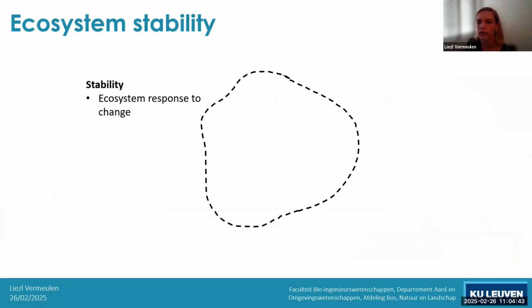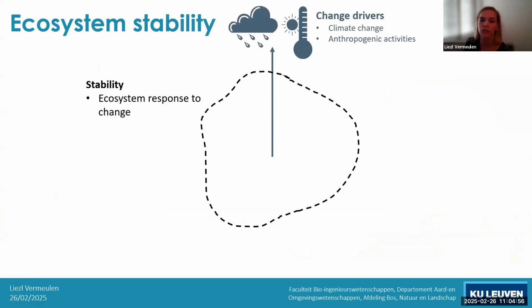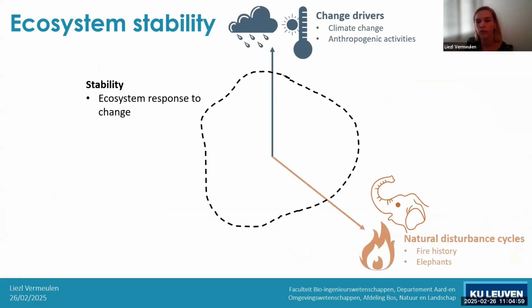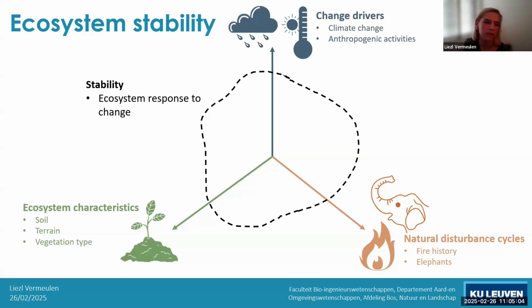So understanding the ecosystem stability in Africa is a fundamental challenge in ecology, as they're dependent on complex interactions between very context-dependent variables. So these variables include multiple change drivers, such as climate change and human activities, natural disturbance cycles, for example, fire or herbivory, as well as local ecosystem characteristics, such as the soil, the terrain, and the vegetation type at each location. So assessing ecosystem stability basically involves disentangling how all these different variables interact and how this influences how the ecosystem responds. So in other words, how stable it is.